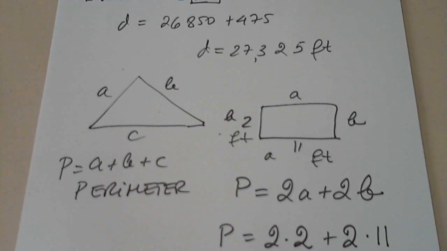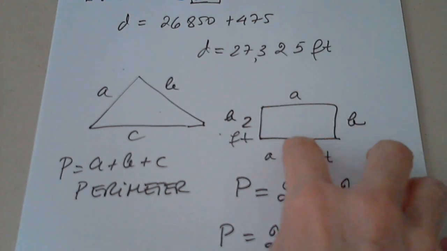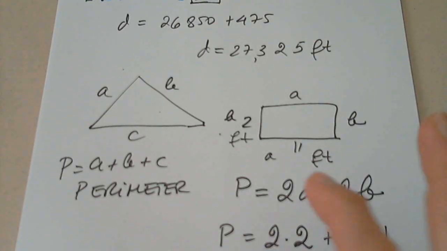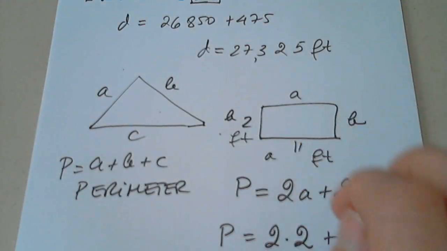Now you can say, you didn't have to do that. True. 2 plus 11 plus 2 plus 11 would have been good enough. And we would have obtained the same answer. But this is the formula for the perimeter of a rectangle. Twice the width plus twice the length.